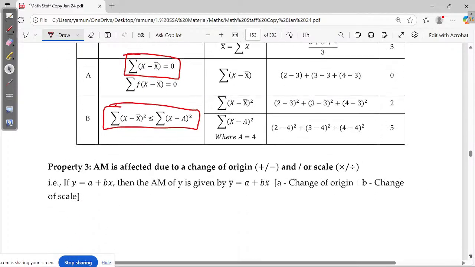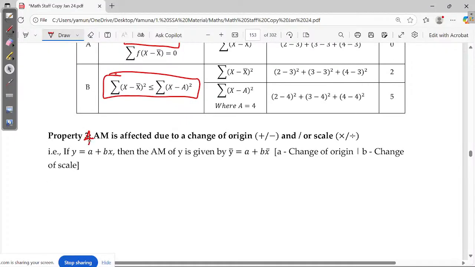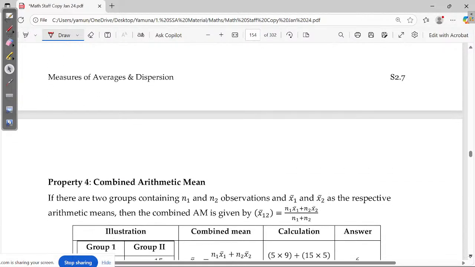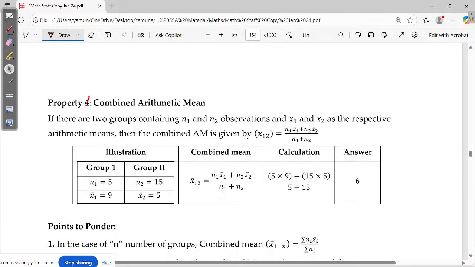Property number 3, actually there is property number 4. Actually I have to go for a complete detailed concept of change of scale and origin. Probably I'm not going to discuss it now, because I need like 1 hour for discussing this one alone. So I'm not going to discuss it as of now. I'll take it in the next class. Okay. Next one. Property number 5.